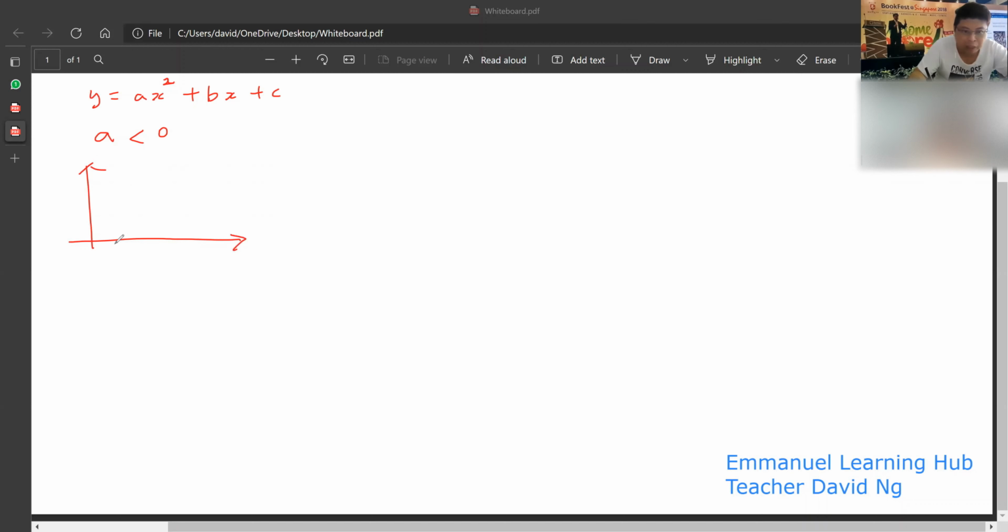So when it's negative, I believe your teacher had mentioned that you'll get an N-shaped graph. Am I right? Your teacher mentioned that before, right? When this is negative, you have an N-shaped graph. The question is why? Why an N-shaped graph when it's negative?